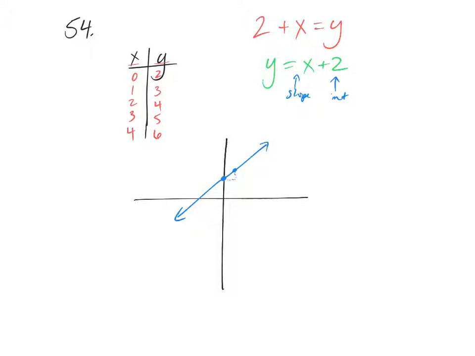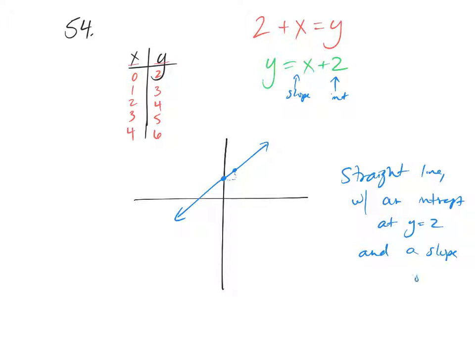So if I was going to describe this verbally, as in part C, I would say it's a straight line with an intercept at y equals 2 and a slope of 1. You don't have to have your description match word for word, but something along those lines.